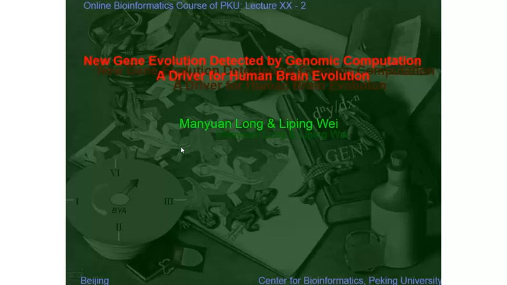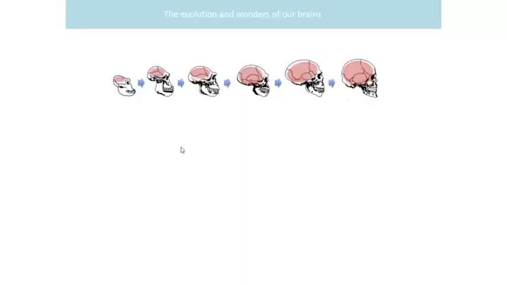We're going to further derive this analysis to an important biological problem: the new gene evolution detected by genomic computation, in which we find that new genes can serve as a driver for the evolution of the human brain.